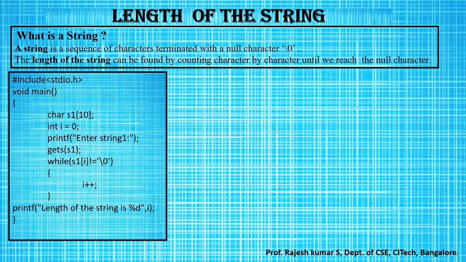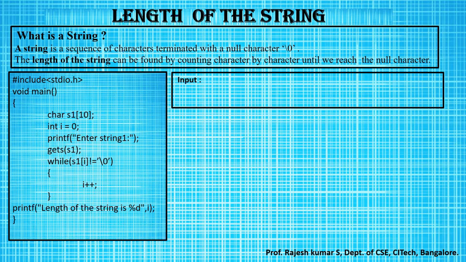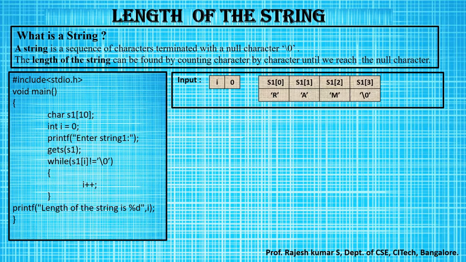Now, what is a string? A string is a sequence of characters terminated with the null character at the end. So every string will be terminated with the null character. To find the length of the string, we have to count the number of characters present in the array. For example, if the input is RAM, as we know, the end of the array will be marked with a null value because we are going to read the string.